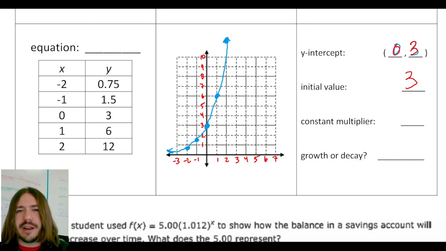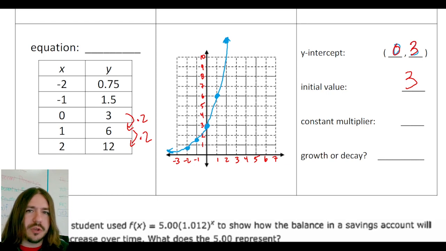But if you're not sure how to find that constant multiplier, one thing you can do is just pick any of the entries and then divide the y value by the previous entry. So if I can't figure out quickly that this is times 2, I could just pick any of the entries, like 6 divided by 3, and 6 divided by 3 is going to be 2. That's going to be our constant multiplier here. Since that number is bigger than 1, we're going to say that this is growth.